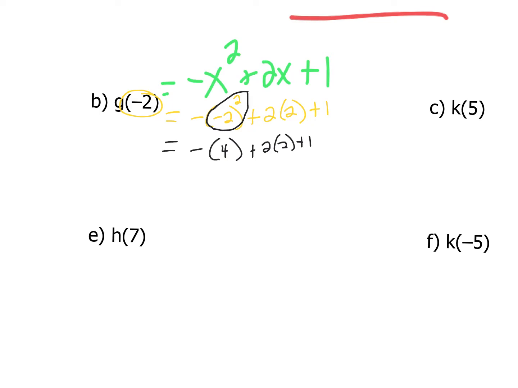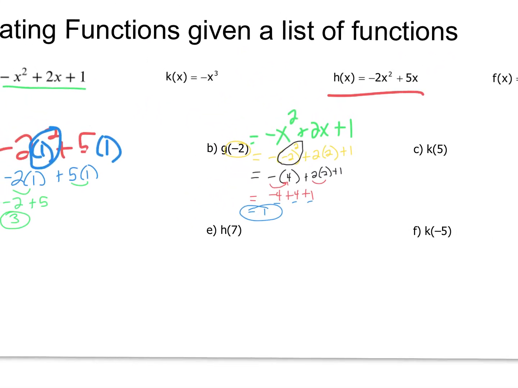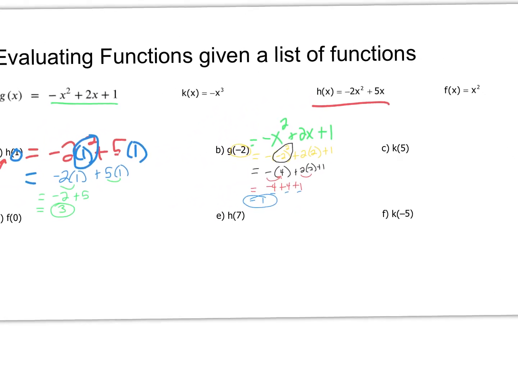Okay. Now, since we're dealing with multiplication, we can do the distribution. So negative 1 times 4 is negative 4, and 2 times 2 is plus 4, plus 1. And now combine your like terms. So negative 4 plus 4 is 0, plus 1 is just 1. So after all that, the answer was 1.